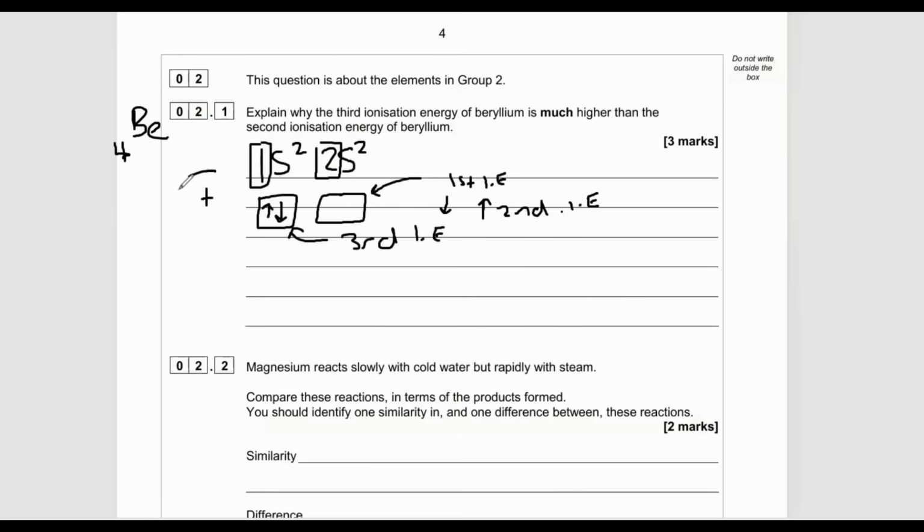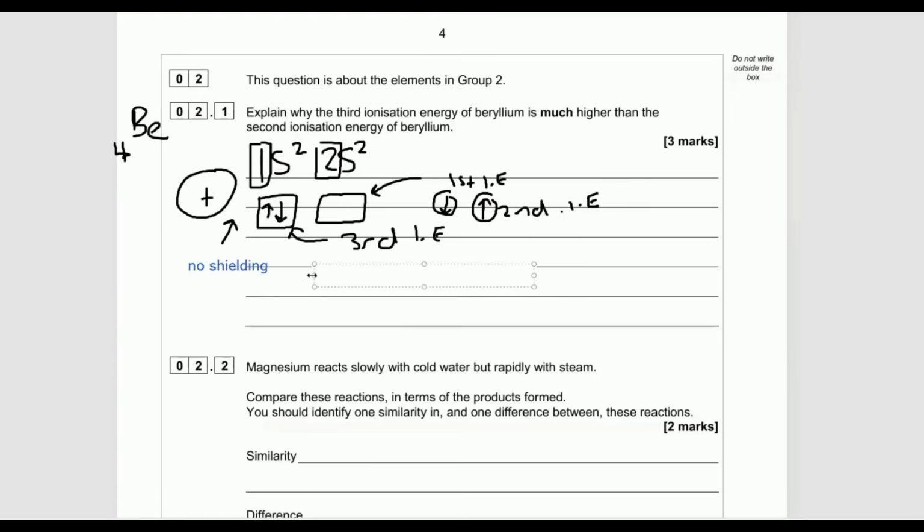Well, that energy level is closer to the nucleus, and so the electrons in it feel a stronger attraction. Also, it's a completely filled orbital, so it's more stable. And also, there's no shielding. Look, there's no shielding here between the nucleus and these electrons. Whereas when we were removing these electrons, i.e. the one for the second and the one for the first, they had the shielding between them and the nucleus of the first energy level. So we want to put all that down to get the mark.